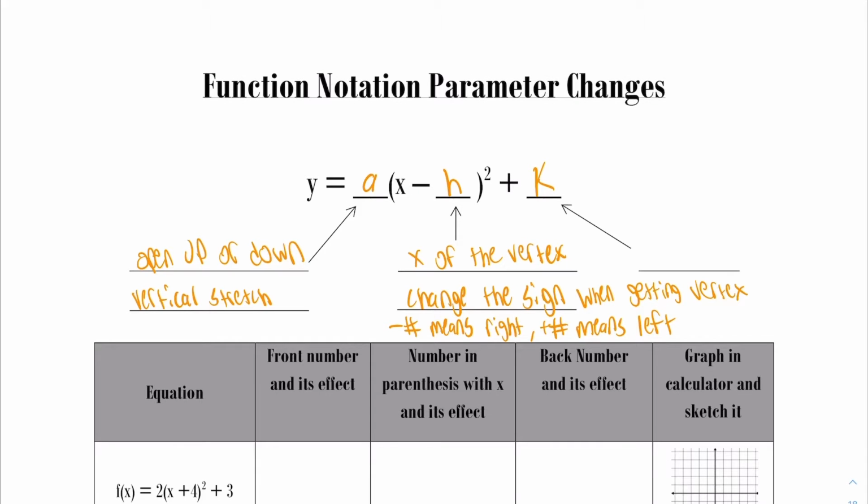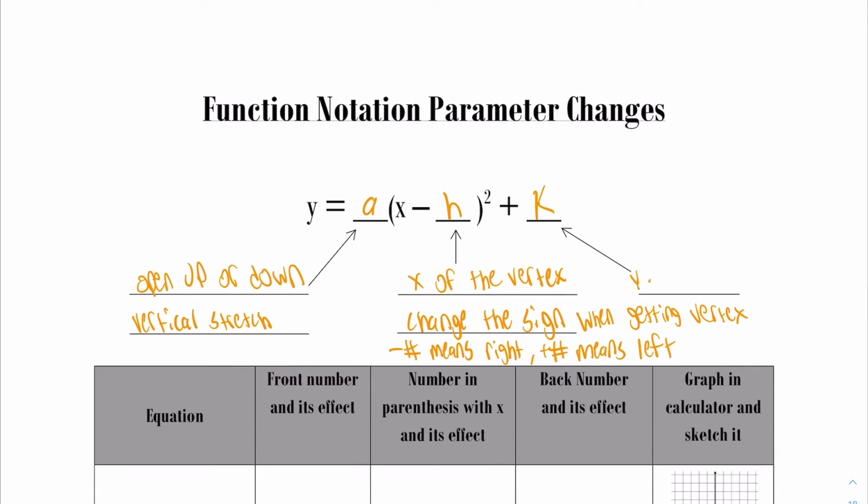and a positive number means left. The k in this case is not the y-intercept. The k here is going to be the y of the vertex.